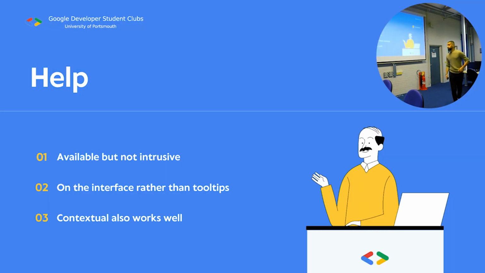So, help. It should be available, but not intrusive, on the interface, and contextual also works well, rather than tooltips. Make sure that you don't clutter the interface, but provide some help, because when it comes to these kinds of websites, they know that just a little piece of code, just a little bit of attention, will save them a lot of time when it comes to users calling customer support, complaining about their password or about their account details that they want to change. So once they put in this extra little bit of help, they know that they're saving a lot of time later on.